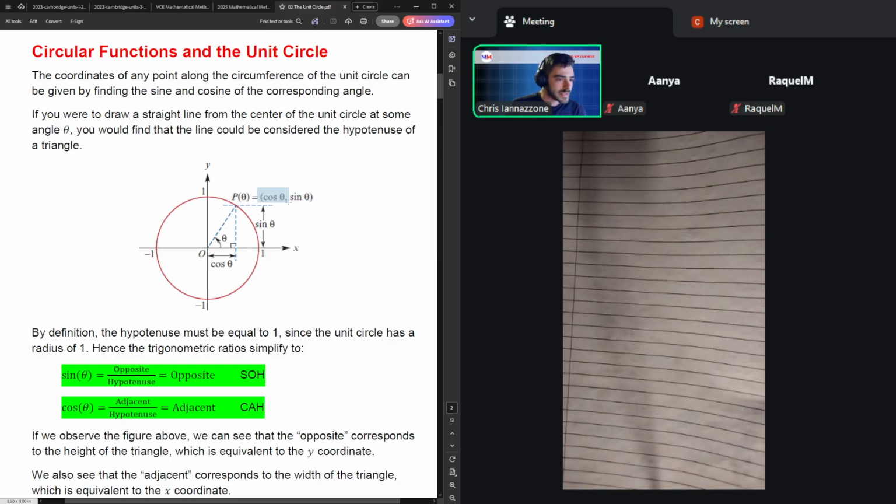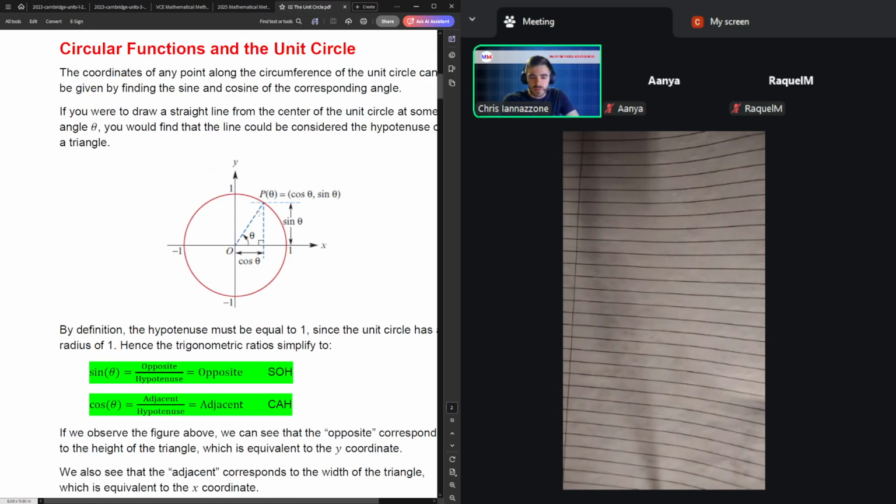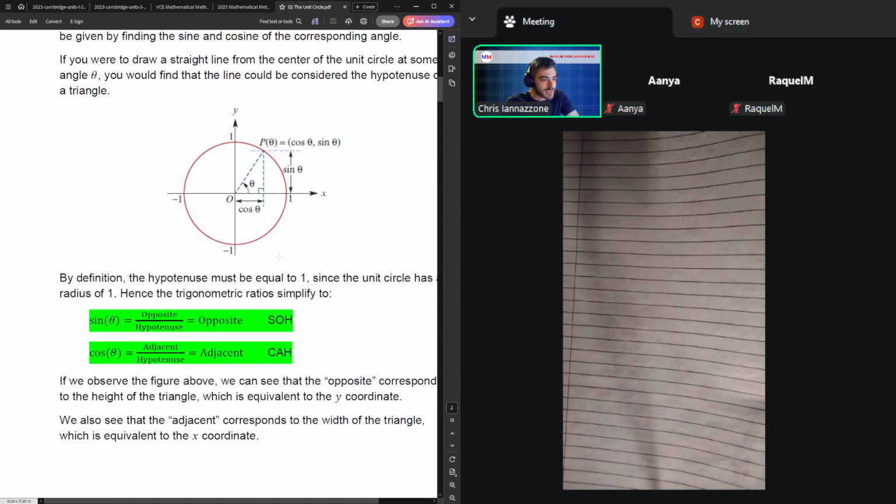The reason why x gets cos and y gets sine is because of those trig ratios of SOHCAHTOA. Sine is opposite over hypotenuse. If you think about the hypotenuse as the length of the line from the origin to the outside of the circle, when it's a unit circle, it's always going to be a length of 1. The radius, you could think of it as.